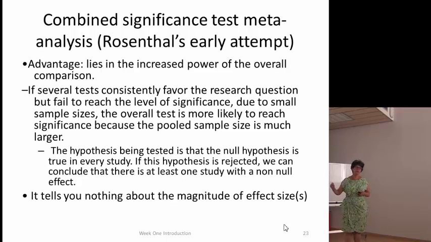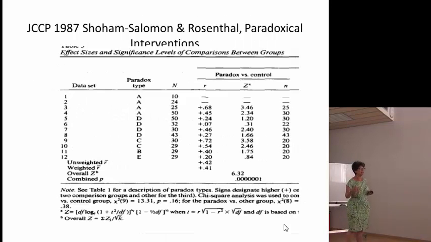So if that hypothesis is rejected, all you can really say is that there's at least one study in this file that has a real effect. You can't conclude that they all reached real effects, okay? And again, it tells you nothing about the magnitude of the effects at all, okay?